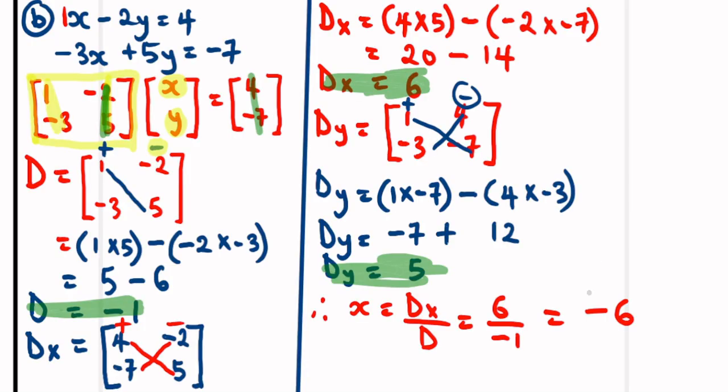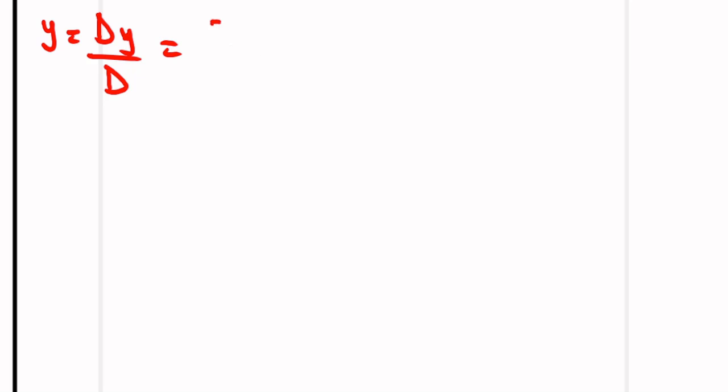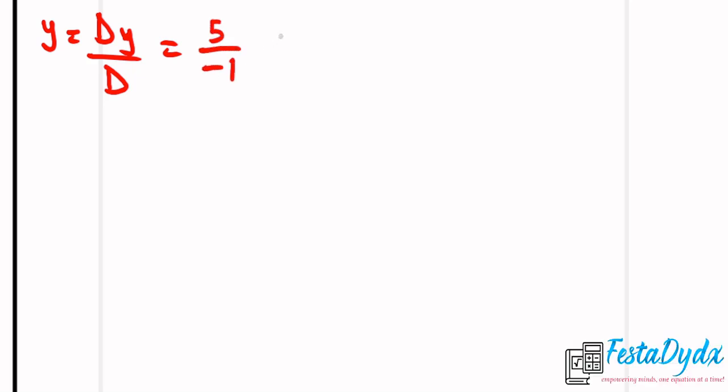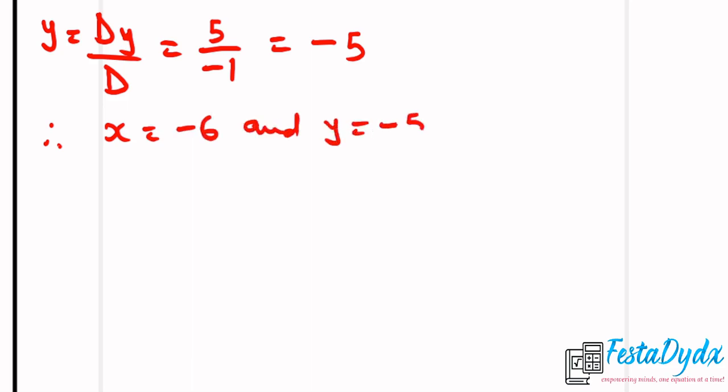So for y, we'll have our determinant of y over the normal determinant. The determinant of y there, we got 5 and the normal determinant is minus 1. So it's going to be 5 over minus 1. So 5 divided by minus 1 gives us minus 5. Therefore, we can say that the value of x is equal to minus 6 and the value of y is equal to minus 5. So that's our answer.